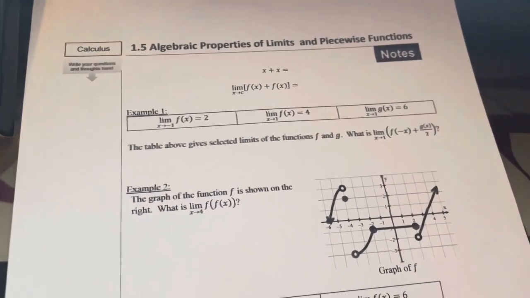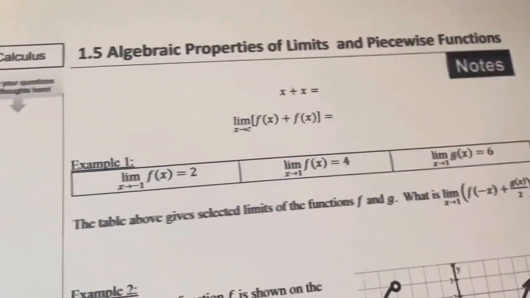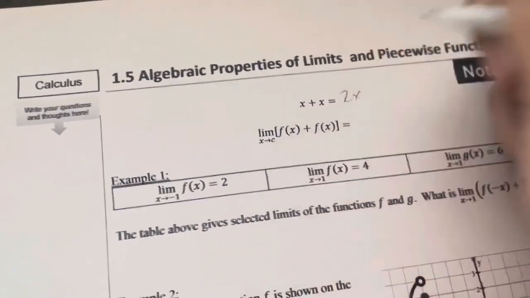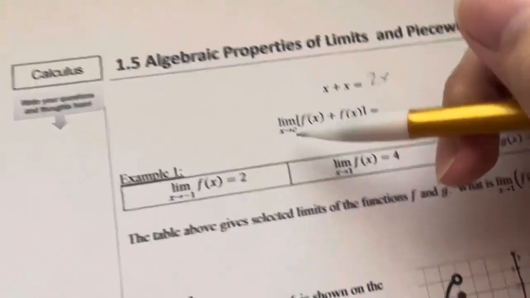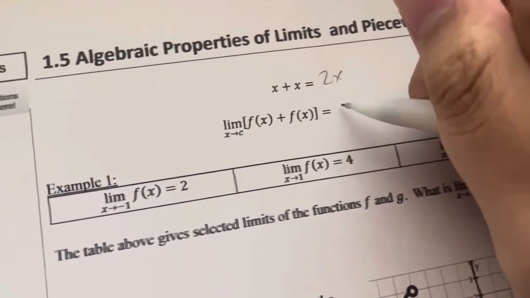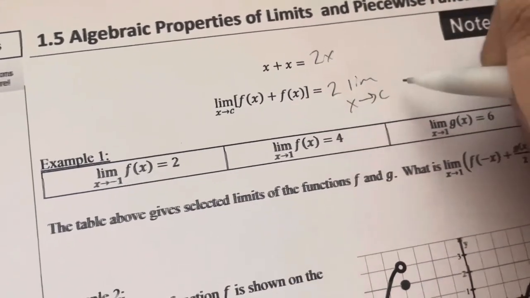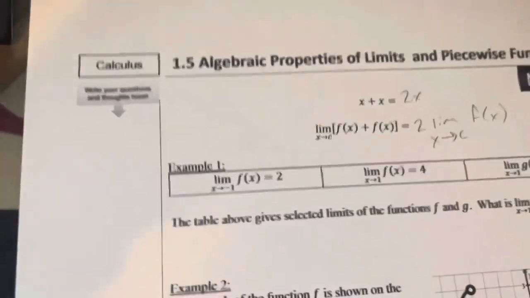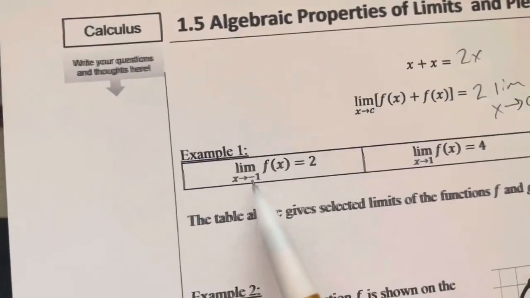1.5 algebraic properties of limits and piecewise functions. So just to start out right here, this is pretty simple. x plus x is 2x. Right here, the limit as x approaches c of f of x plus f of x is 2 times the limit as x approaches c of f of x. Very simple. Example 1.